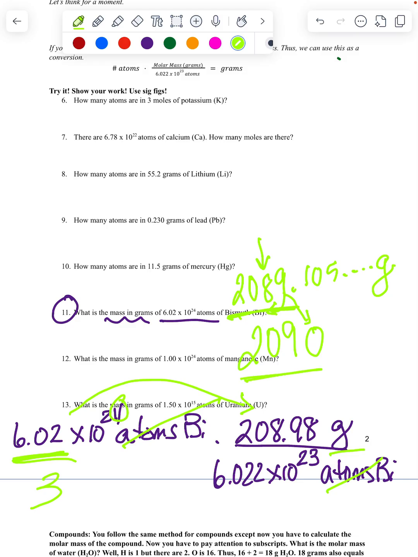Now, is this 3 sig figs? Yes, it is. This 0 is trapped. That 0 is at the end, but it's not after the decimal. I didn't put a decimal point there. If I put a decimal point, now it's 4. And if you're not sure, you can write 2.09 times 10 to the third and be guaranteed that you have 3 sig figs. Either one's correct.